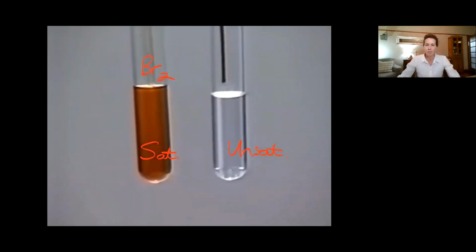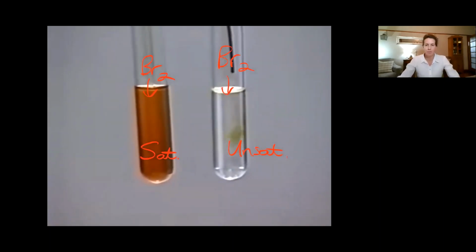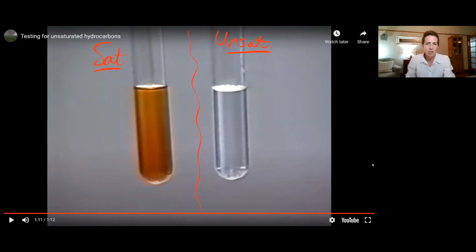Now, liquid bromine is added to the unsaturated hydrocarbon cyclohexene. The red-brown color disappears as the bromine mixes with the cyclohexene. This is because the bromine reacts with cyclohexene, adding to the double bond. Let's have a look at the reactions in these two test tubes.